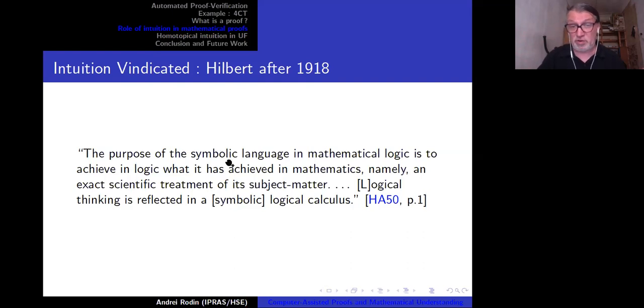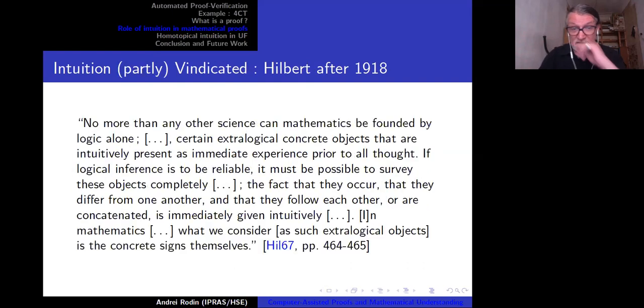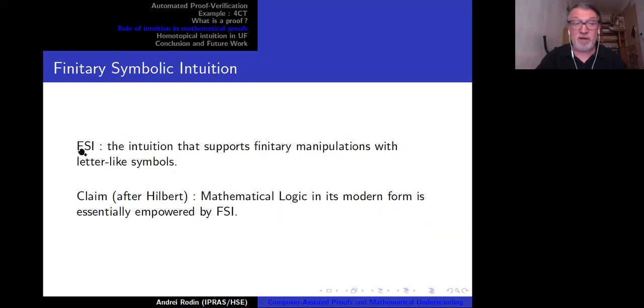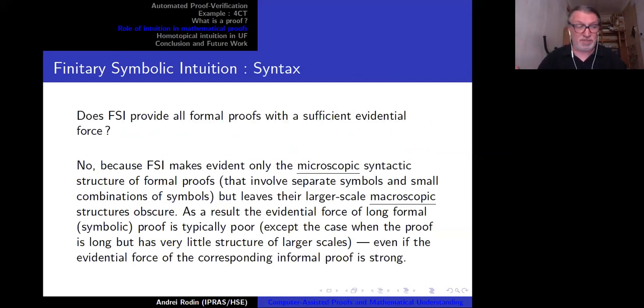Actually, he changed his view because he noticed, quite correctly, that the whole enterprise of symbolic logic is based in a certain sense on our ability to distinguish symbols, and it wouldn't work without that, right? So it's not correct to say that in formal presentation we don't use any intuition or that it's not essential. It is essential, but it's a specific sort of intuition which I call finitary symbolic intuition. And then the question is whether this finitary symbolic intuition is sufficient to provide the epistemic force in our proofs, this evidential force.